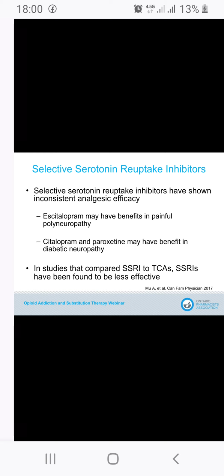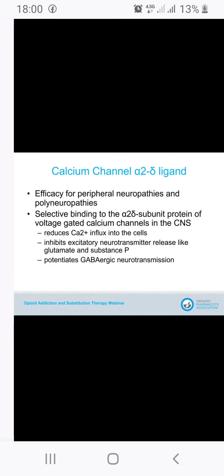In studies that compared SSRIs to TCAs or SNRIs, SSRIs have been found to be less effective. So bottom line, if I have a patient that has anxiety, depression, and also has neuropathic pain, if at all possible, we try to switch them to an SNRI, because that's really where the evidence lies to manage some of these pain symptoms. Okay, so that's our class for the antidepressants.